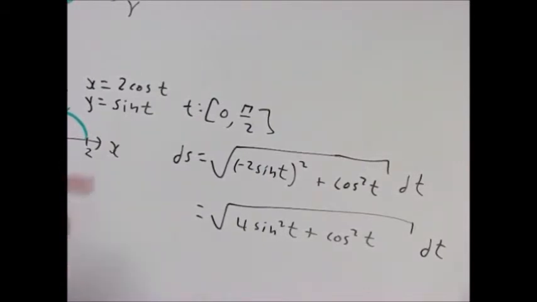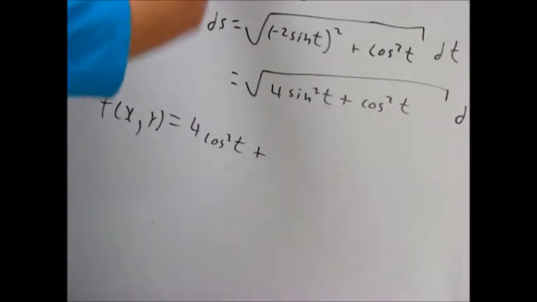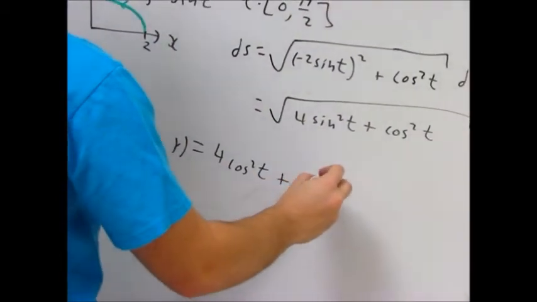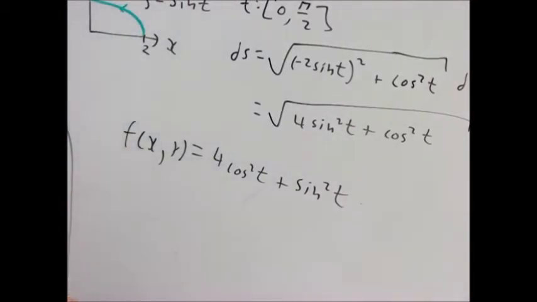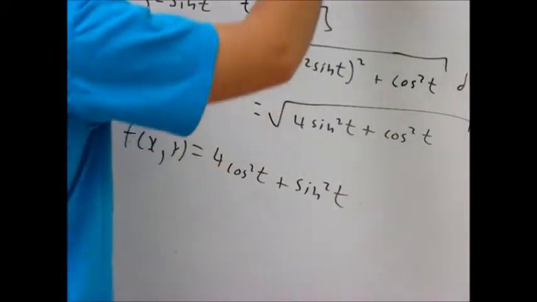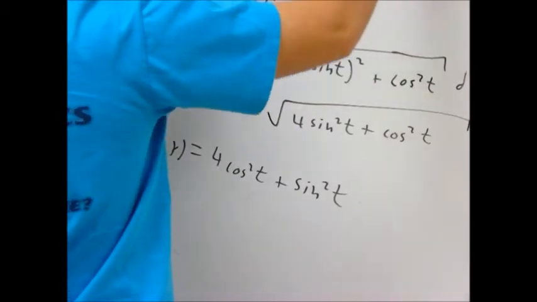And we know f of x, y is x squared plus y squared. So what is this going to be? Well, x is 2 cosine t, so it'll be 4 cosine squared t plus y squared, which is just sine squared t. Now we can substitute all of this into our integral, 0 to pi over 2.